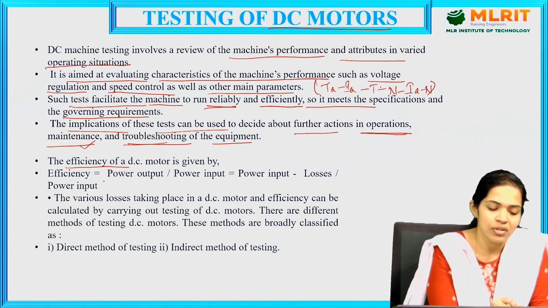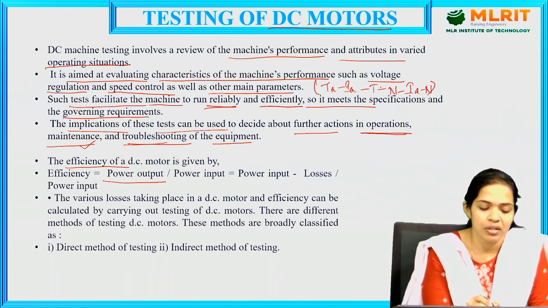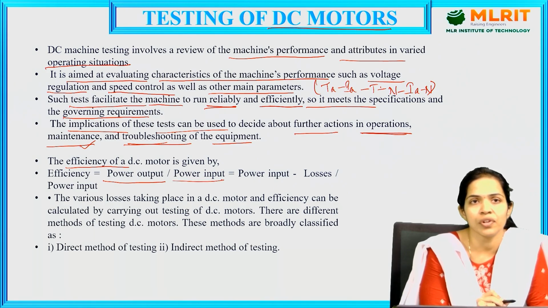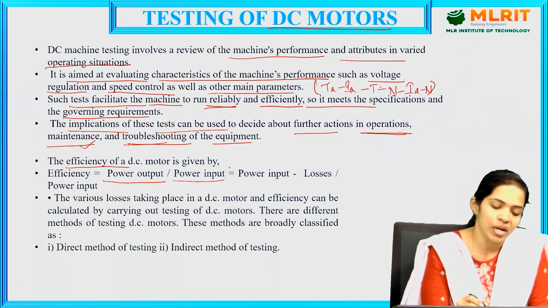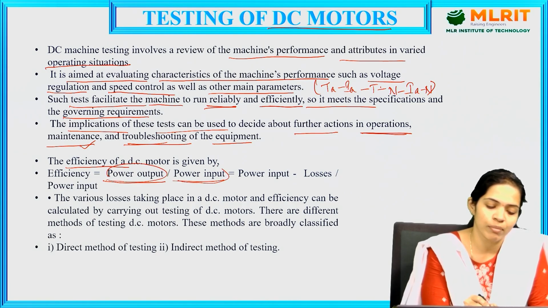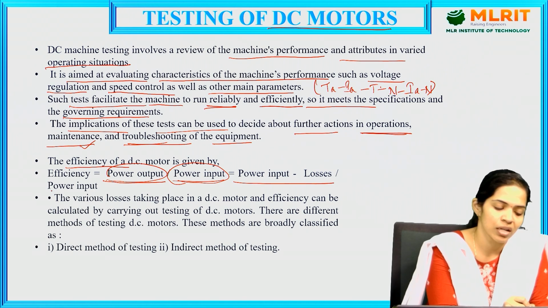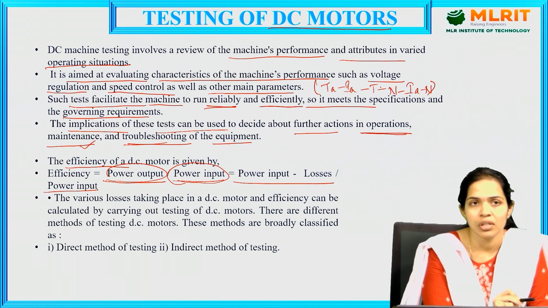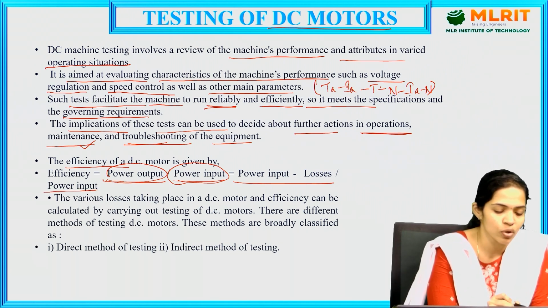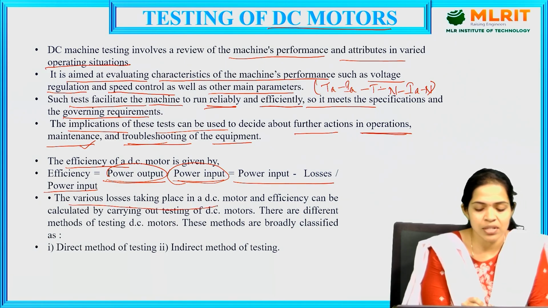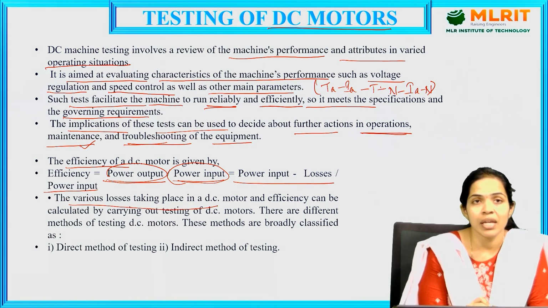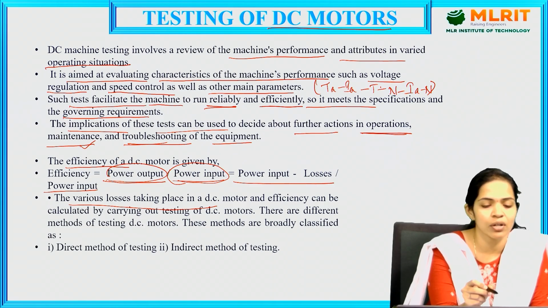Then we can also find out the efficiency. Efficiency, we know, is nothing but the ratio of output power to input power, and either can be written in terms of losses. For now I am writing the output power in terms of losses. It will be the power input subtracted by the losses which occur in the motor, divided by the power input. Then we can get the efficiency of the DC motor. So the various losses taking place in a DC motor and the efficiency can be calculated by carrying out all these kinds of tests.